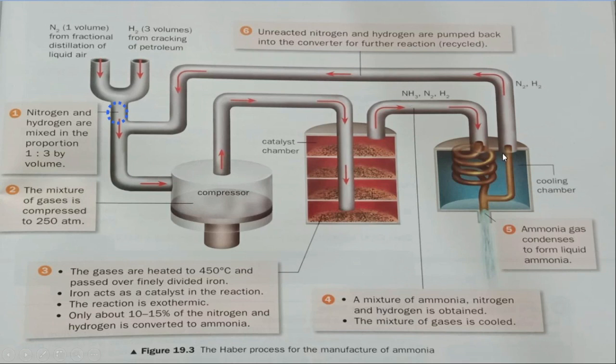The question is, the ammonia we obtain by this process, is it pure? Does it not have any content of nitrogen or hydrogen in it? Yes, it may have the content of nitrogen and hydrogen. Therefore, we have to perform fractional distillation of this ammonia again to get more pure ammonia. This was the Haber process for the manufacturing of ammonia.